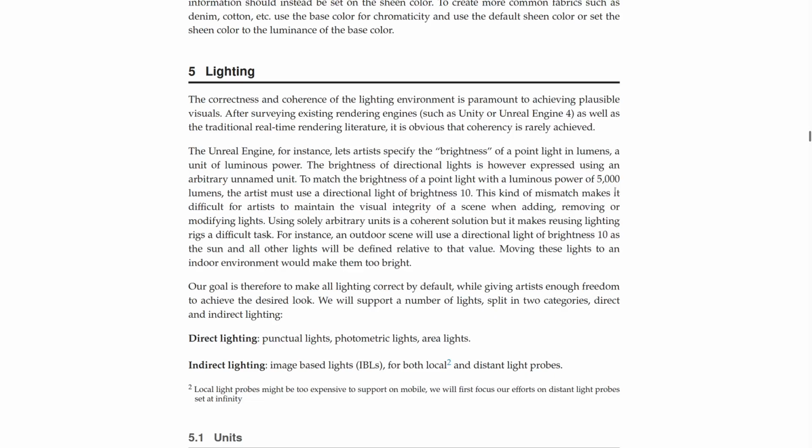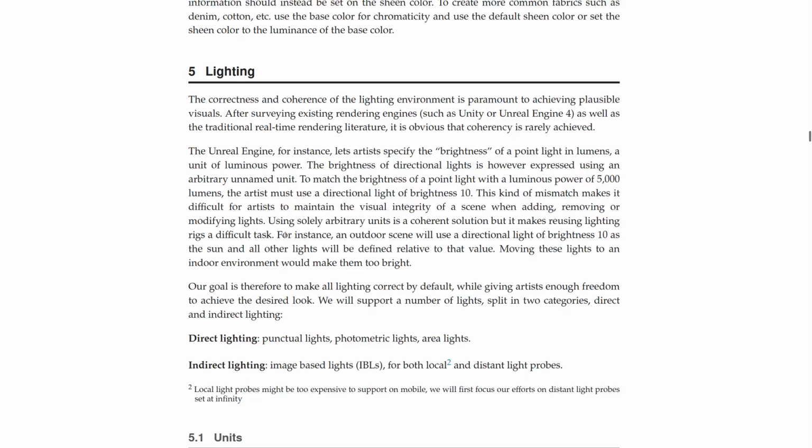To match the brightness of a point light with luminous power of 5,000 lumens, the artist must use a directional light of brightness 10. This kind of mismatch makes it difficult for artists to maintain the visual integrity of a scene when adding, removing, or modifying lights, so it becomes very arbitrary, I guess. Yeah, using solely arbitrary units is a coherent solution, but it makes reusing lighting rigs a difficult task.